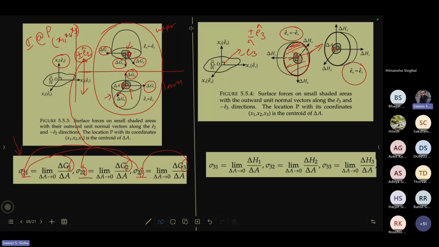Now, again, focusing on a small area with its centroid at P, we recognize that there are forces acting, delta H1, delta H2, delta H3, acting because of this half on this half here. And then Newton's third law gives me the directions of the forces that are acting on this due to the other half. With that figure as reference, the next three components are defined in this way.